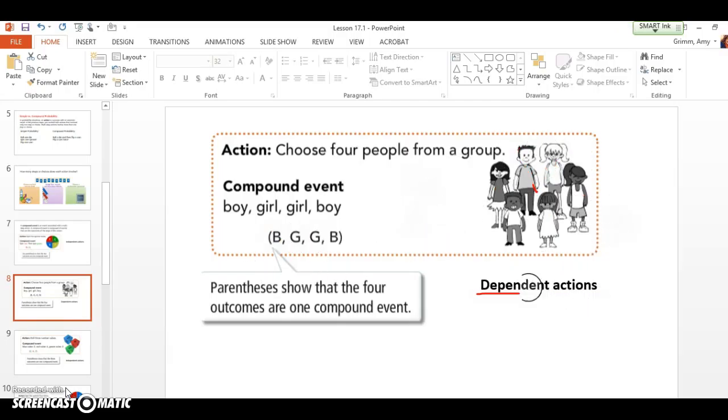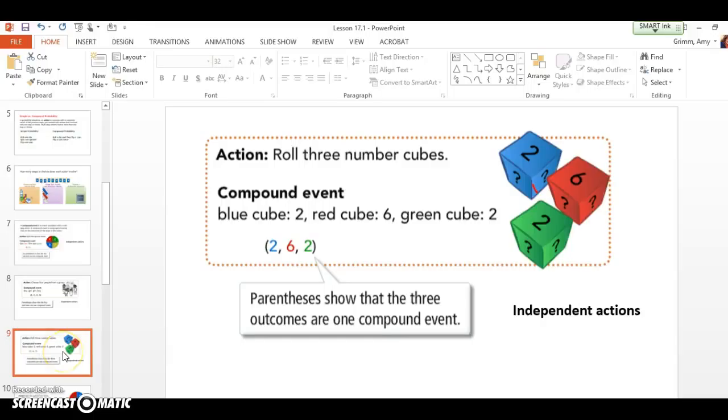All right. Moving on to this one. Okay. What do you think this means? 2, 6. Okay, be specific. The 2 dice. The blue I got a 2. The Red I got a 6. Green I got a 2. So now think about what I just said. Is that independent or dependent?